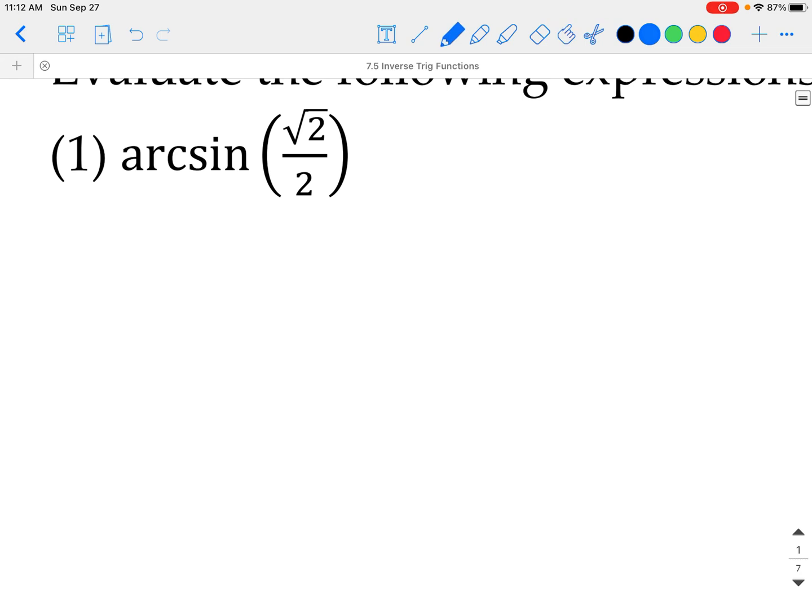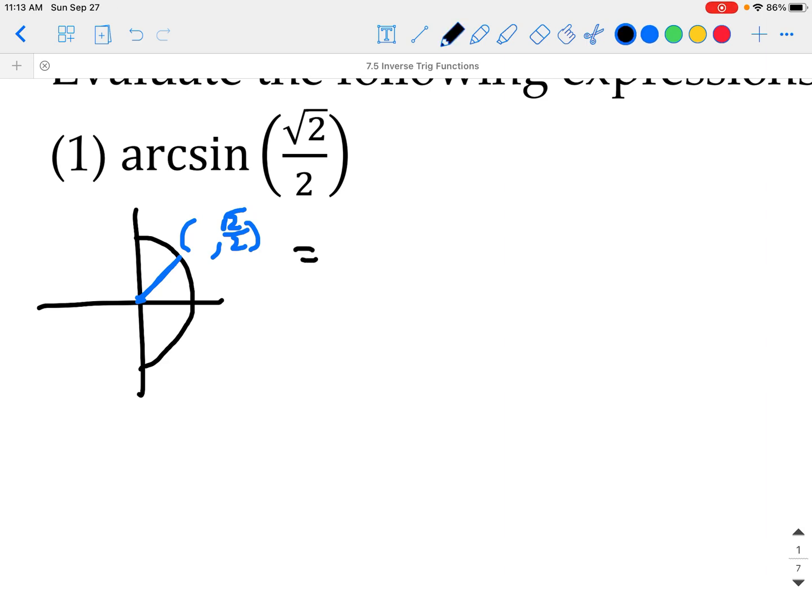Arcsine of radical 2 over 2 is asking us, if we're on the unit circle and we're the arcsine function, so we're only in the first and fourth quadrant, what is the angle measure that corresponds to a coordinate that results in a y value of radical 2 over 2? Obviously that value is going to equal pi/4 radians or 45 degrees, just using our unit circle.